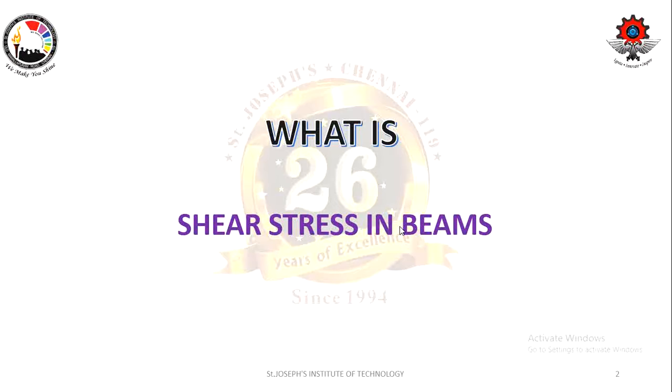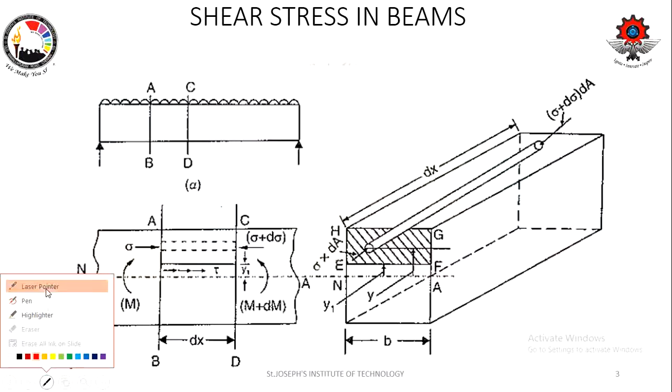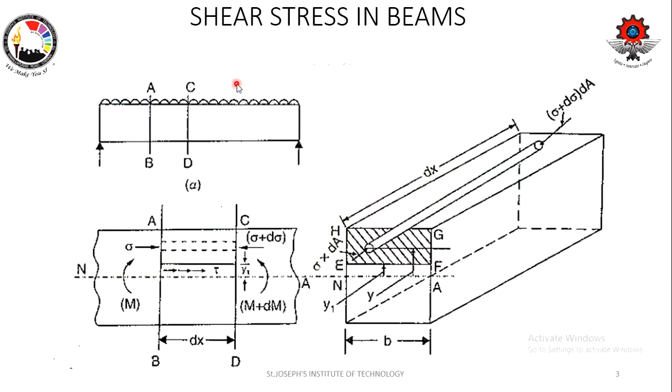These transverse shear stresses which are produced will create complementary horizontal shear stresses, which will be acting on the longitudinal layer of the beam. To make it even clearer, I will give this explanation with the help of a diagram. If you look at this diagram, you can see a beam, right? A simply supported beam is considered.